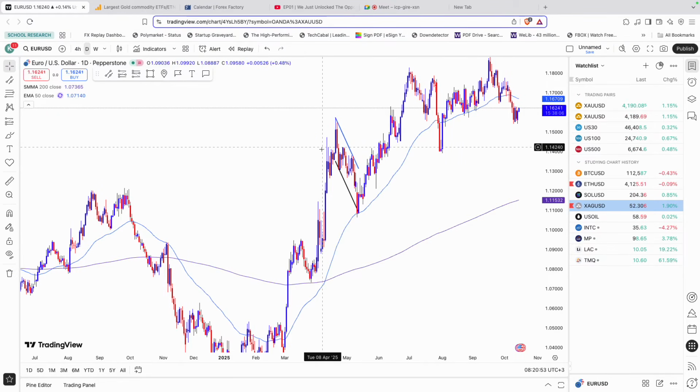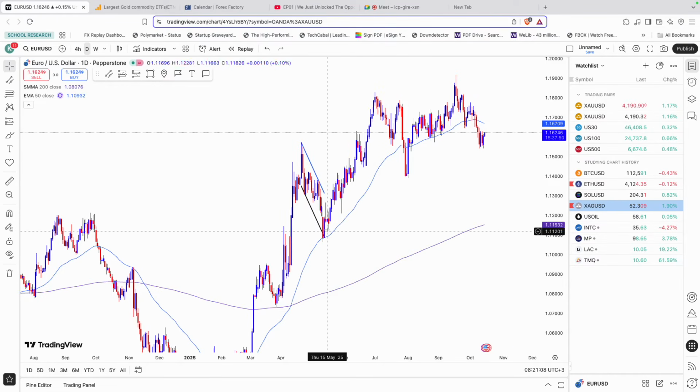I can only confirm that this is a flag because of this previous impulse. You see this previous impulse, it's what affirms to me that this is a correction and a flag. But if this impulse wasn't well defined, then I can't come and start drawing flags. And you can see how this went up.